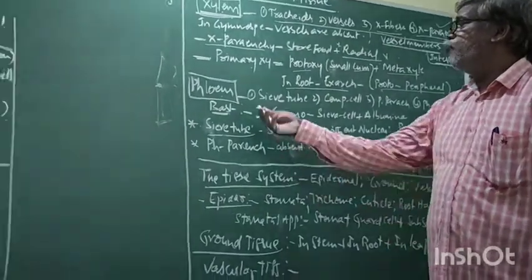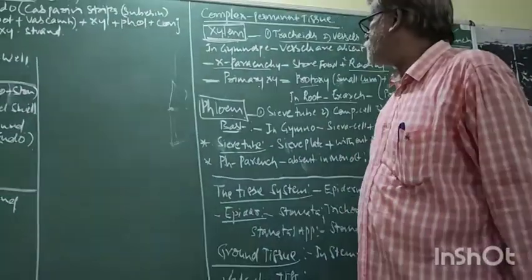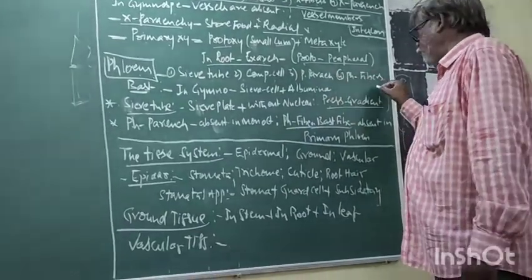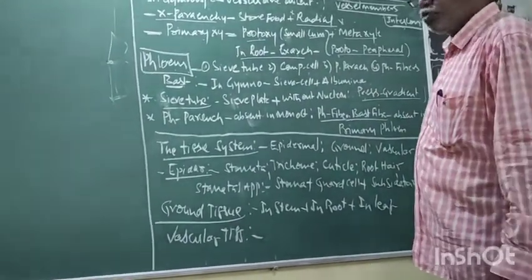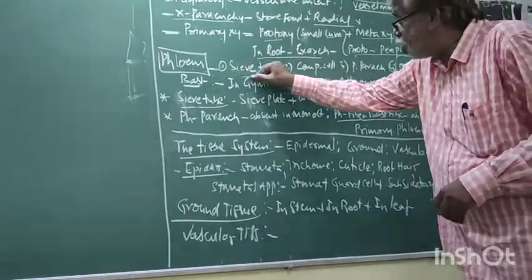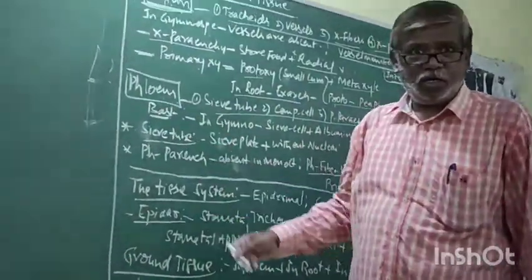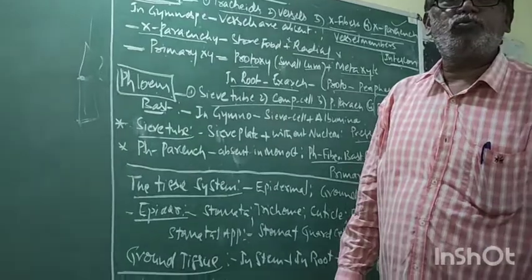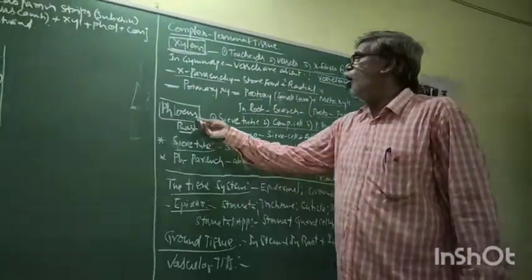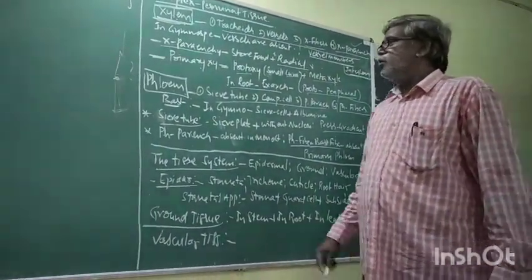Now come to the phloem. It is a food conducting tissue. It is also a complex tissue: sieve tubes, companion cells, phloem parenchyma, phloem fibers. Among these, which is dead? Phloem fibers are dead. The remaining are living. Hence, it is a living food conducting tissue. Name the dead component of phloem: fibers.